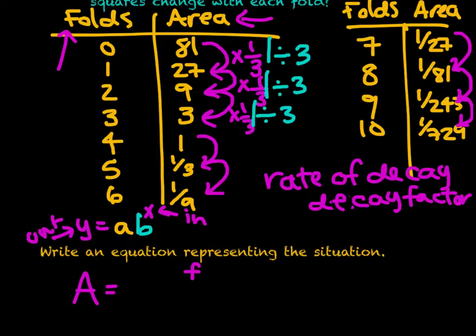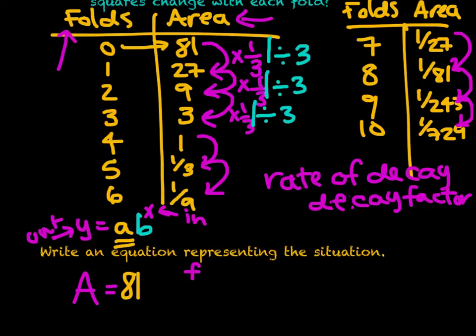Now we need to figure out an initial value, which is typically our a. So what is our y-intercept? What are we putting in there? Where would this graph be crossing our y-axis? And we know that's happening wherever x is equal to 0. So in this case, when folds are equal to 0, how big is the paper that we start out with? 81 centimeters squared. You should be shouting out.